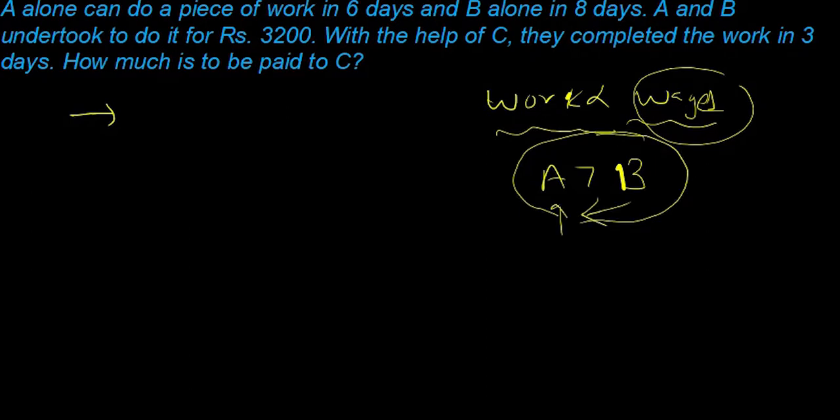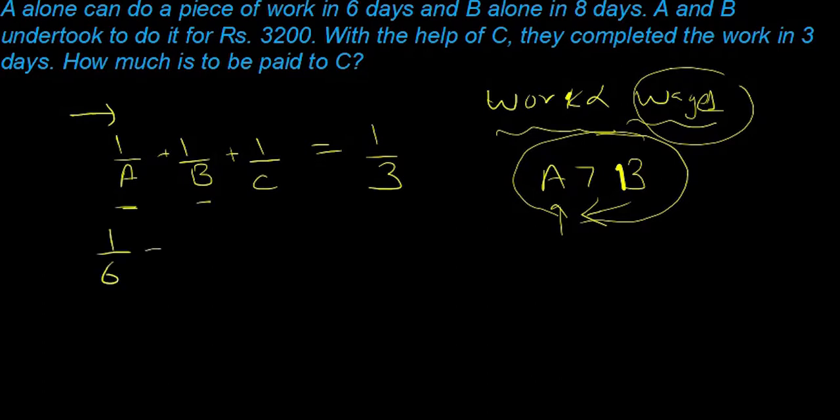A and B undertook to do it for rupees 3200 with the help of C. They completed the work in 3 days. So how much is to be paid to C? The paying part, or what they got paid, should come later. First, we need to find out the efficiency of C. So let's write down 1/A plus 1/B plus 1/C, and that is equal to 1/3, since it is done in 3 days when they work together. So let's put the values of A and B: 1/6 plus 1/8 plus 1/C is equal to 1/3.